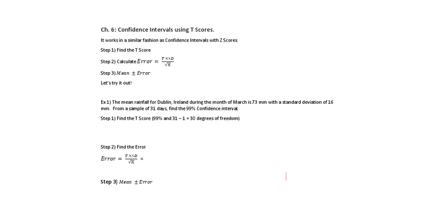So in example 1, it says that the mean rainfall for Dublin during the month of March is 73 millimeters with a standard deviation of 16. From a sample of 31 days, find the 99% confidence interval. So what we're going to do is, on our t-chart, look for the intersection of 99 and 30. Remember, it's always one less. And when we do, the t-score is equal to 2.750.